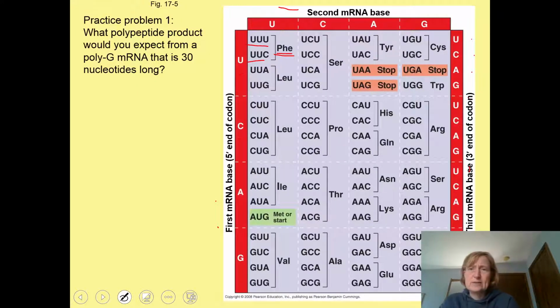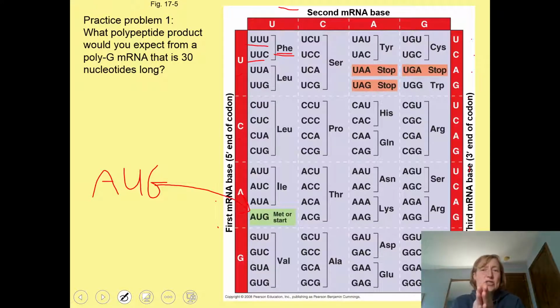A couple other things to notice about this is the start codon, AUG, says that it's methionine. It codes for methionine, that's an amino acid, but it is also the start codon. That's the codon where translation is going to start. And then over here, we've got 3 codons that don't code for any amino acid. They are stop codons. UAA, UAG, UGA. They don't code for any amino acid. They cause translation to stop.